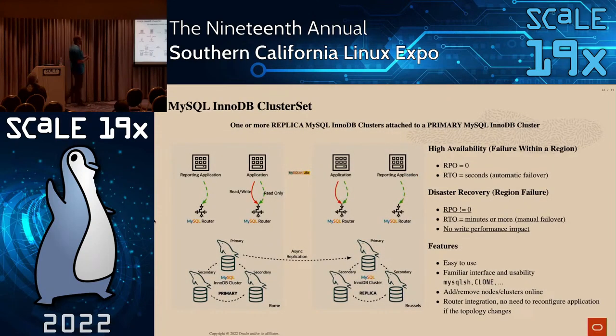So what we did with InnoDB Cluster Set is that we still have high availability with RPO 0 and RTO of seconds within a region, but then we have a manual failover with some possible data loss. But this is asynchronous replication, so if the network bandwidth is not limited, and the servers are not overloaded, we're talking about milliseconds of data loss usually. It's not going to be a lot of data loss, if any.